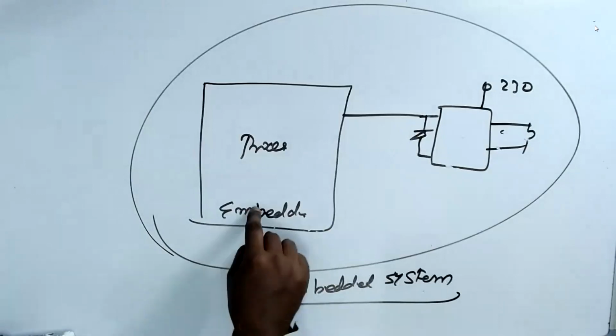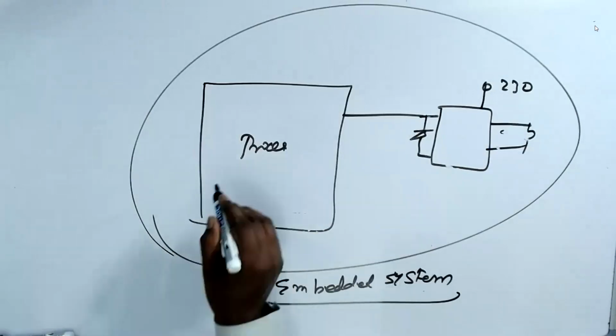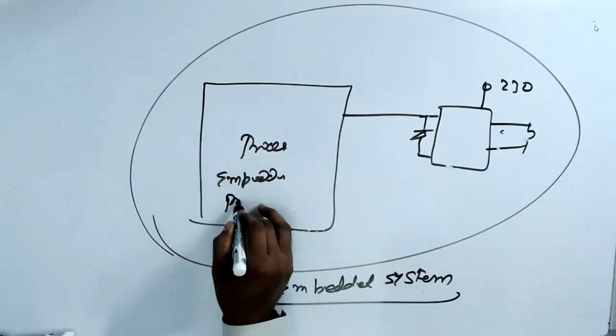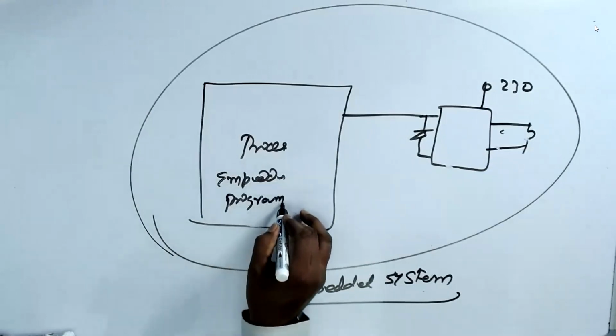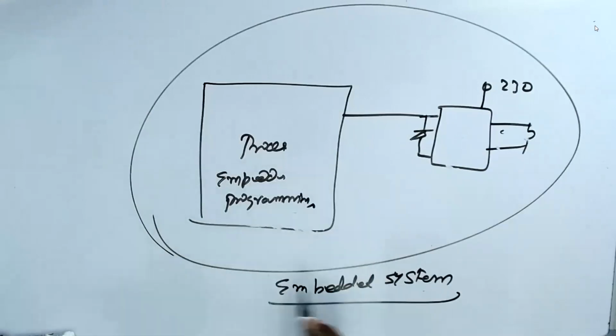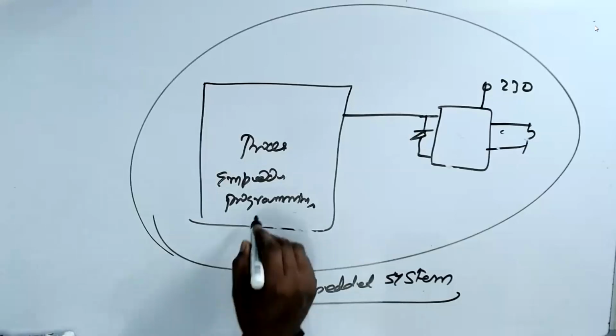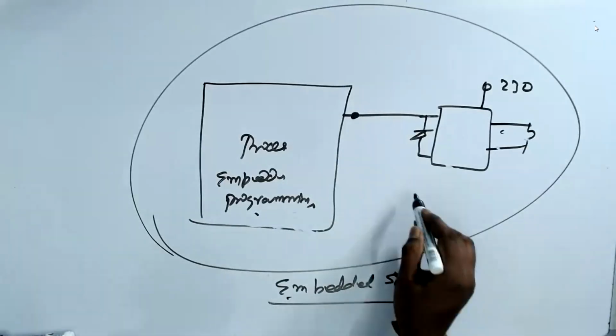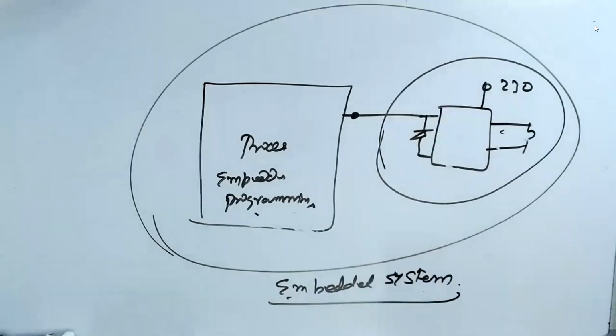So this is called embedded programming, this is called embedded system programming. Both are the same. The only difference is here you are controlling the pin. But when you do embedded system, you are responsible for the full thing.